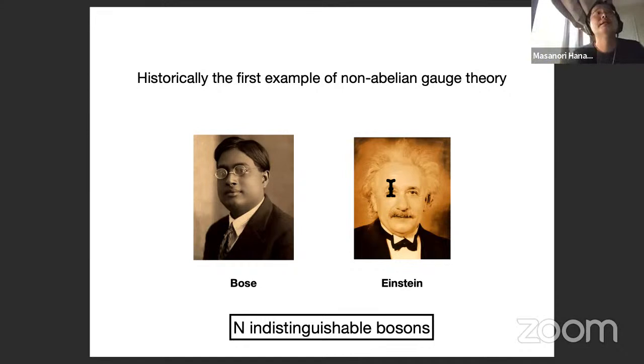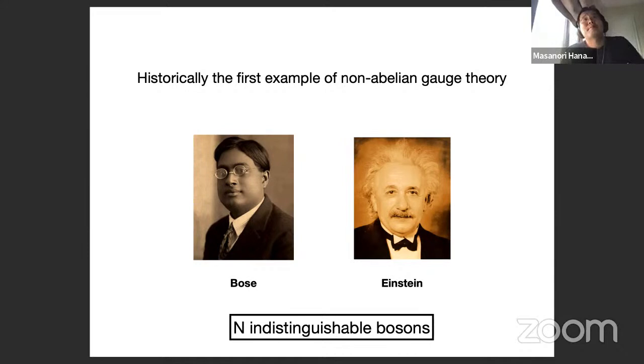I want to explain the phenomenon of partial deconfinement by using a similarity between Bose-Einstein condensation and confinement at large N. Historically, the first example of a non-abelian gauge theory was studied not by Yang and Mills but, in retrospect, by Bose and Einstein, in a sense I will explain. They considered the first example of a non-abelian gauge theory without noting it. And the system they studied was N indistinguishable bosons.